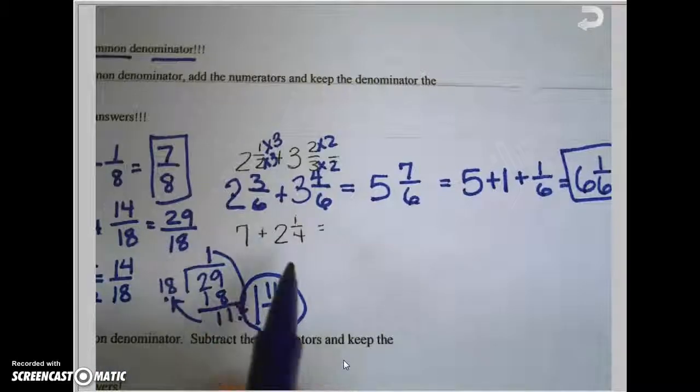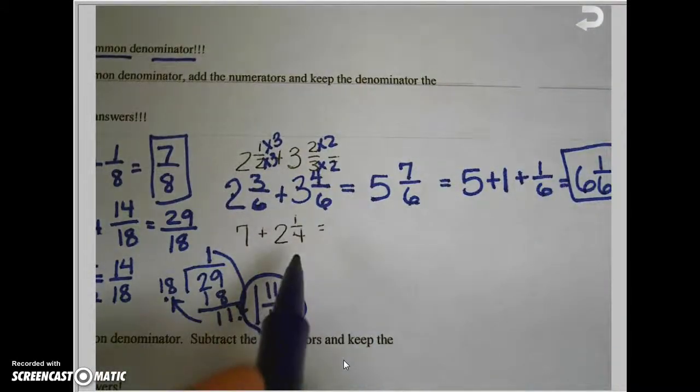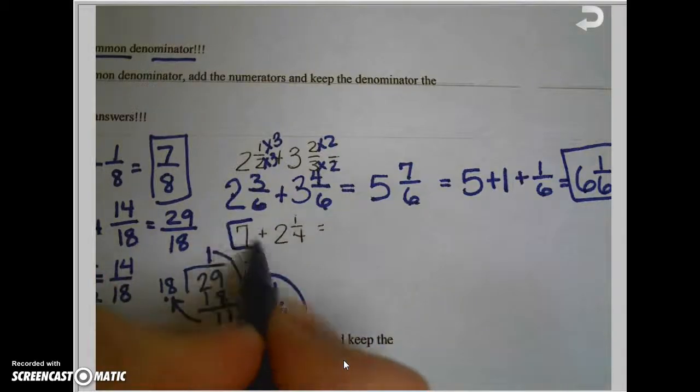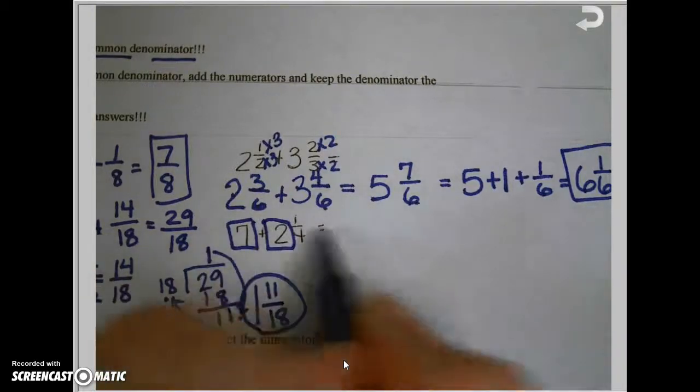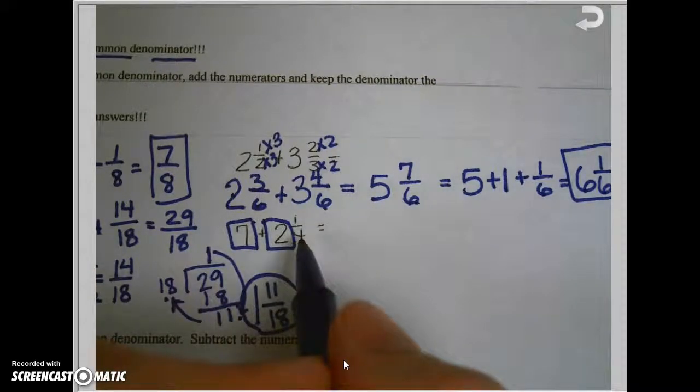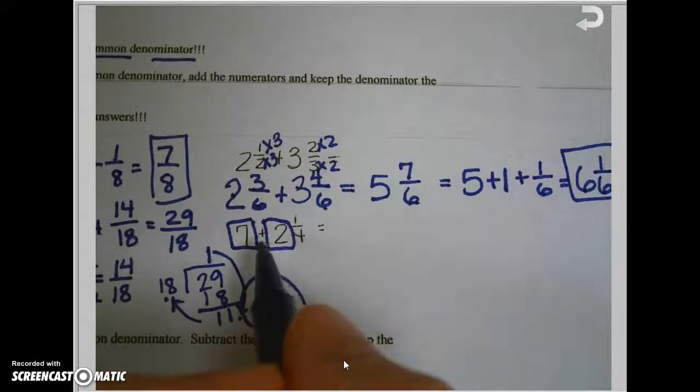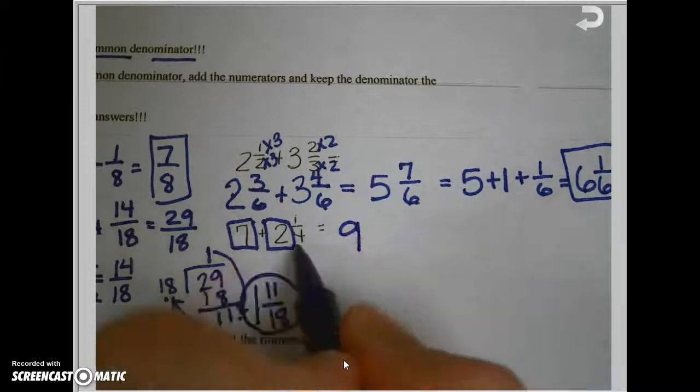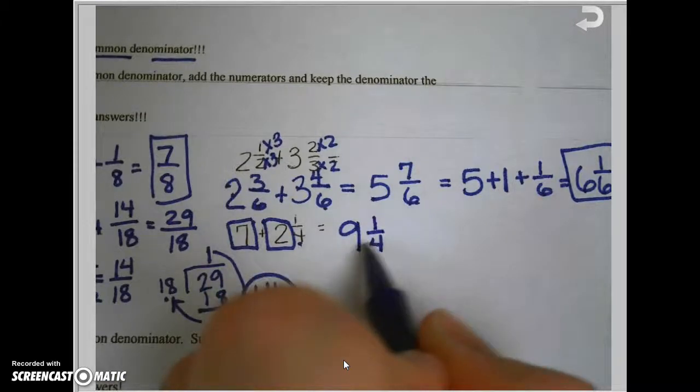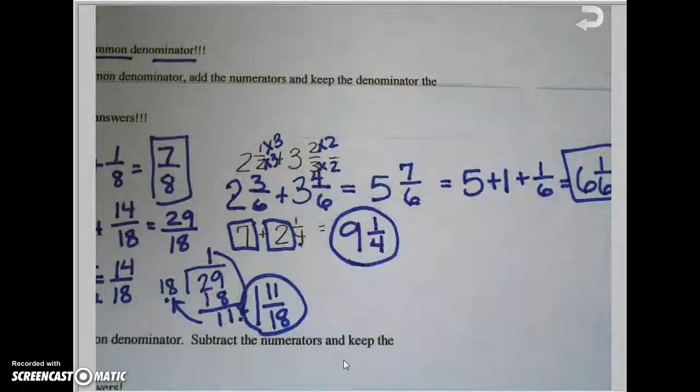Now, when you have a whole number and then a mixed number, they're pretty easy. This is a whole number, and this is a whole number, so there's no two fractions. You don't even need the common denominator. All you have to do is combine the numbers. 7 plus 2 is 9, and you still have that 1/4. So my answer is 9 and 1/4.